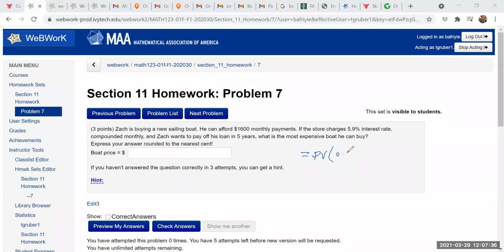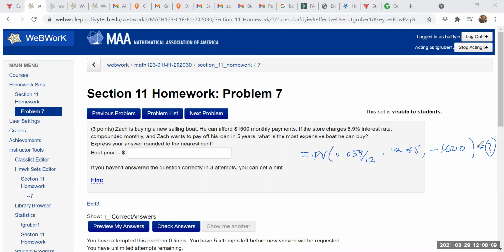So the interest rate is 0.059 divided by 12, comma, and then this is 12 by 5, comma, and then 1,600, okay? Because that is how much Zach will be able to pay every month. Is that okay? Now if you put this in Excel, that should give you a certain figure. So put that in Excel and get the answer.